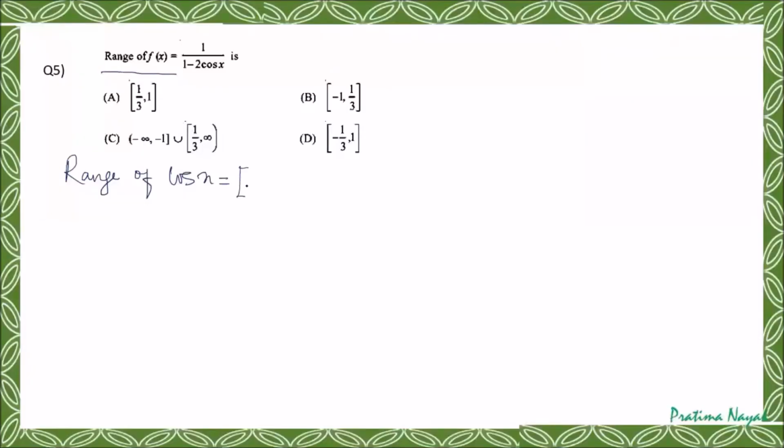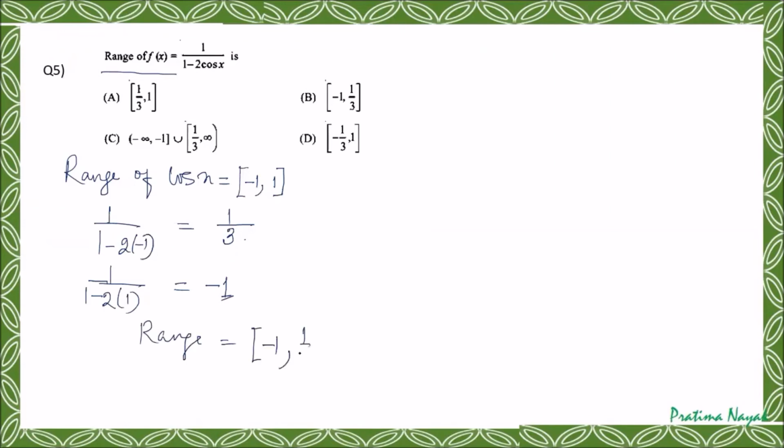So the range of cos x is minus 1 to 1. So I'm putting minus 1, the minimum value, and 1, the maximum value, in this function. So it will be 1 minus 2 into minus 1. How much am I getting? 1 by 3. And when I put 1, it will be 1 minus 2 into 1. How much will it be? It will be minus 1. So what is the value? It will be minus 1 to 1 by 3, both are included. So the range is equal to minus 1 to 1 by 3. So what is the answer? B will be the answer.